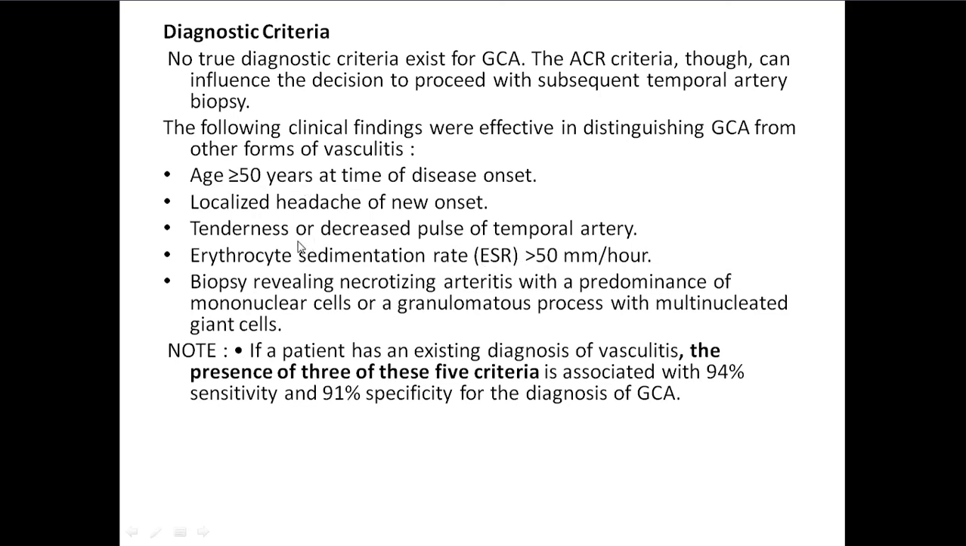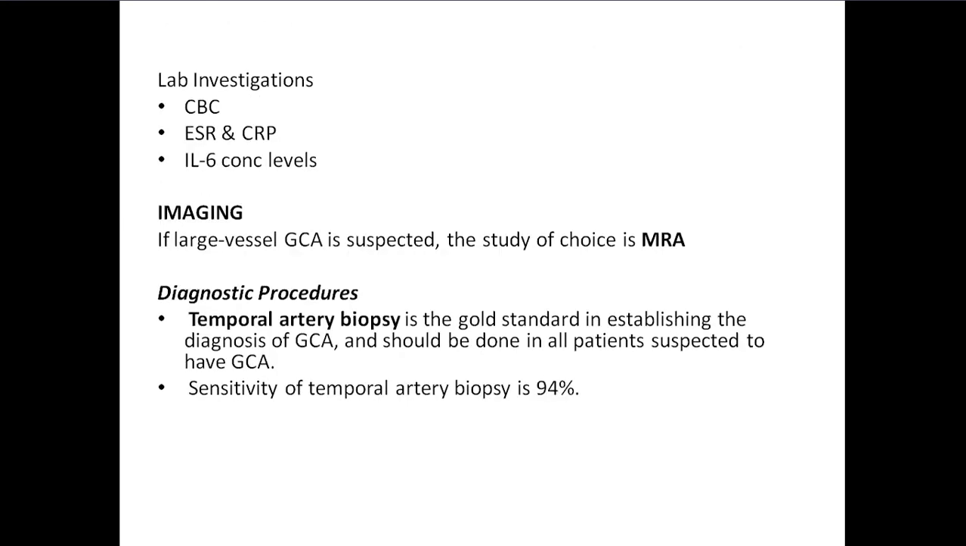So age, headache, the tenderness, and the decreased pulse we have discussed. The new ones are ESR of more than 50, and the arterial biopsy revealing necrotizing arteritis with a granulomatous process. But the important point here is the patient has an existing diagnosis of vasculitis. The presence of 3 of the 5 criteria is associated with 94% sensitivity and 91% specificity. So 3 would be enough if he has existing or previously diagnosed vasculitis.